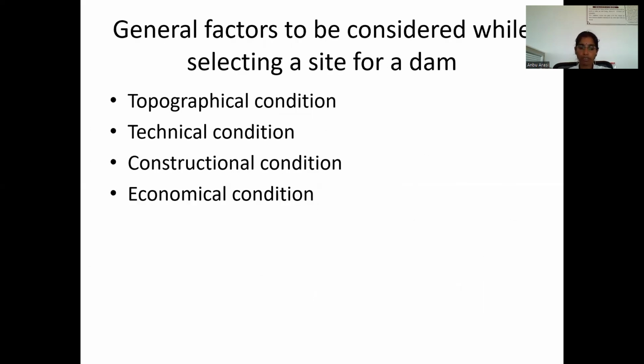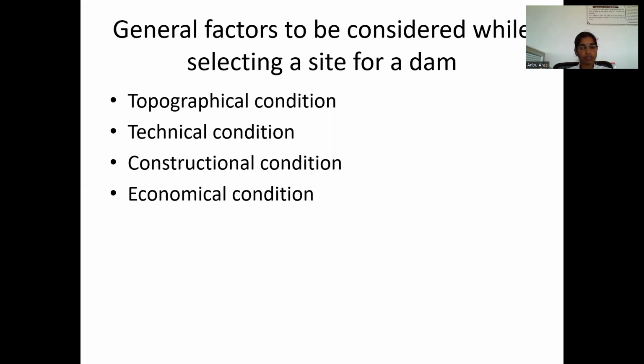General factors to be considered while selecting a site for a dam. First thing, topographical condition. The most suited place would be a narrow gorge or a steep valley with enough catchment area. Next, technical condition. The site should be as sound as possible, that is, impermeable, with a strong and stable base and subbase layers. Uniform base course for proper distribution of loading.